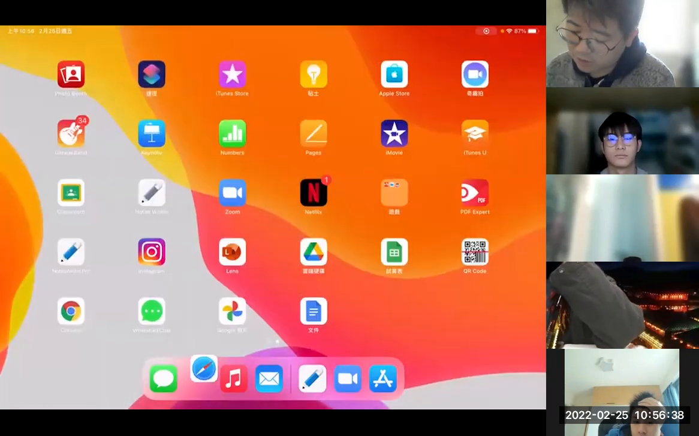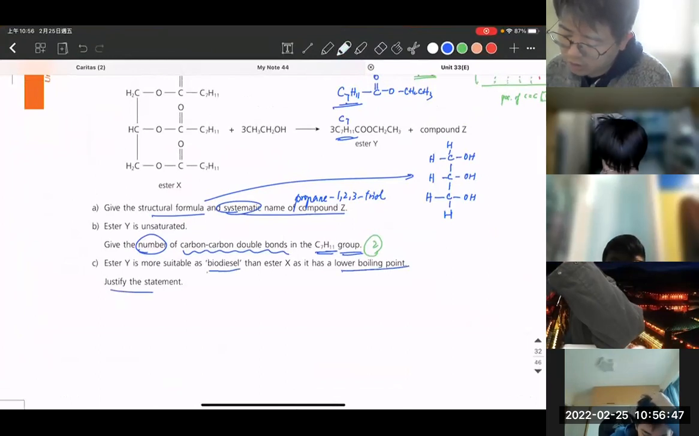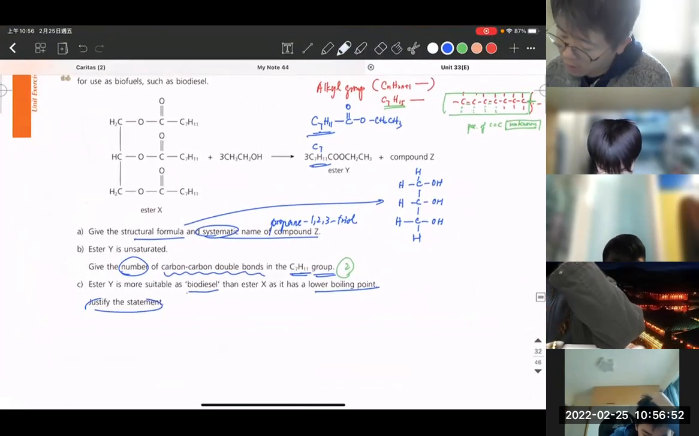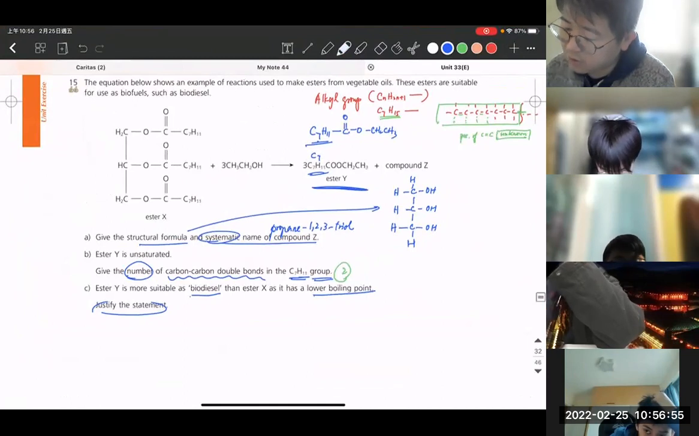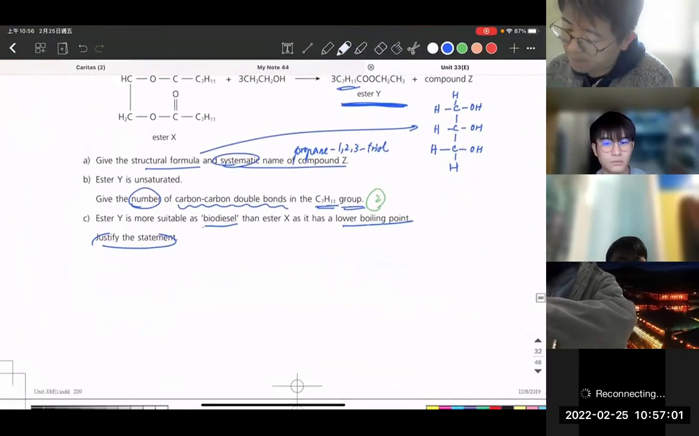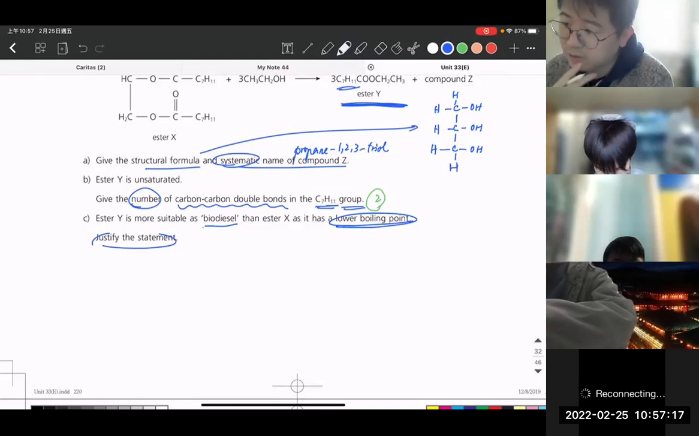Okay. Questions? Now, ester Y is more suitable as a biodiesel than ester X as it has a lower boiling point. Justify the statement. Why? Where is biodiesel? Biodiesel is here. It is the raw material for making biodiesel. So compare their boiling points. Does ester Y have a lower boiling point than ester X? Yes, that's true, right? Why?